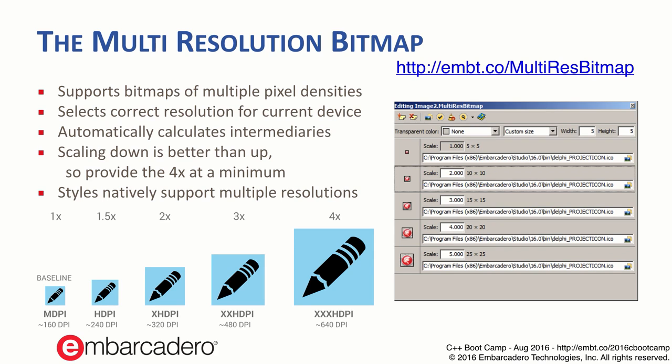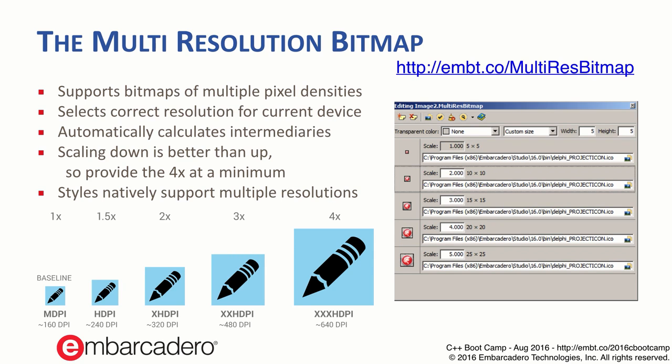So scaling down is better than scaling up. And a lot of people are like, oh, why don't I just provide the 5x one and it'll just scale appropriately? I couldn't find a really good example of this, but essentially, sometimes when you scale things down, the details become kind of muddy looking. So for example, let's say you have a graph, or your big icon has text in it. When you shrink it down, that text kind of all runs together.